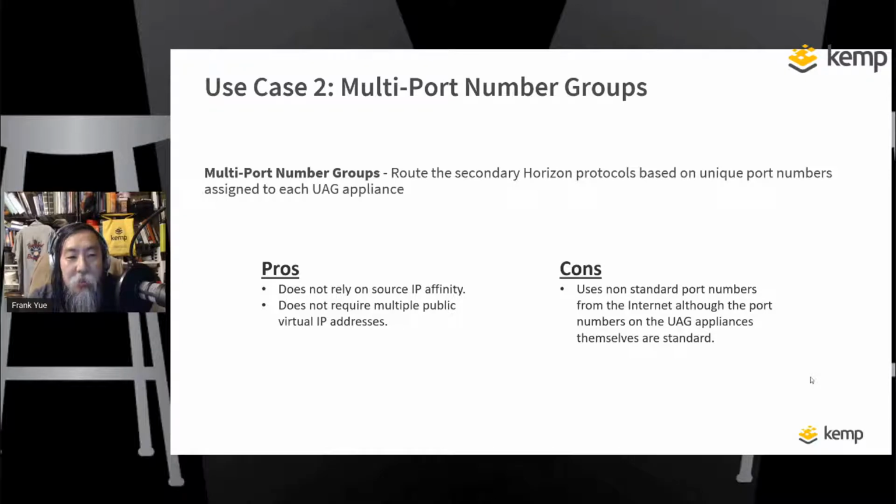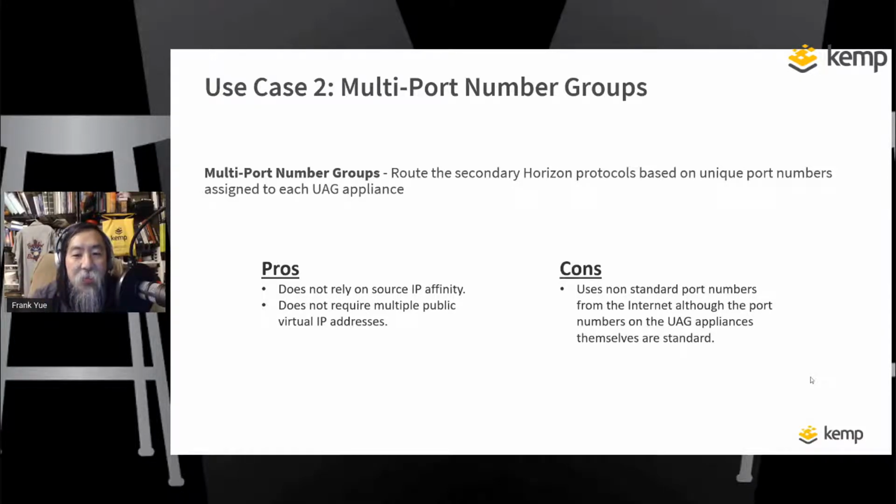The pros: it does not rely on that client source IP affinity. So if I have that firewall NAT that I discussed in that last use case, then that source IP affinity will not be there. So we don't have to rely on that. Second, you still do not have to have multiple public IP addresses. So you're still only going to have one single IP address going to the outside world.